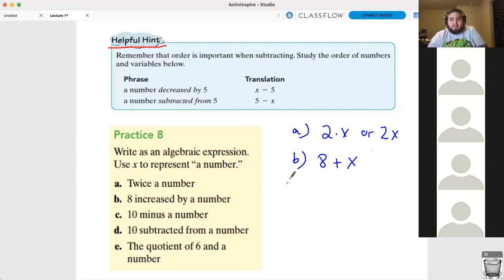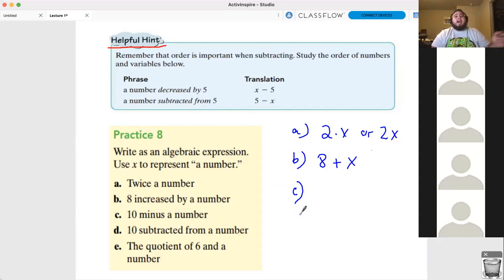Now C. C says 10 minus a number. Would anyone like to share with the class, either by unmuting or in the chat, what is 10 minus a number? Would it be like 10 minus x? Yep. 10 minus a.